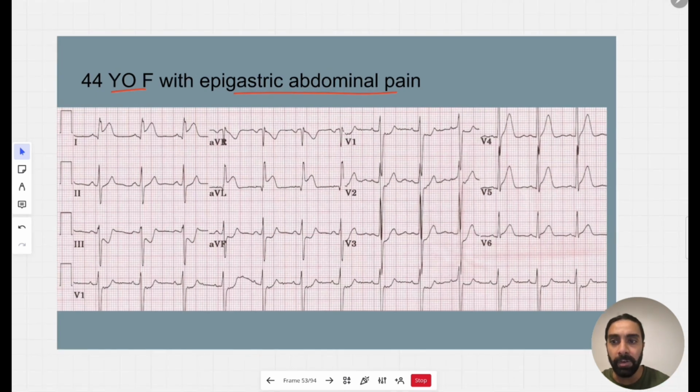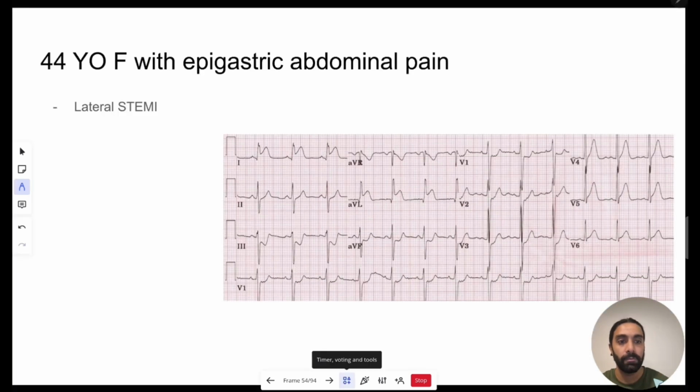So the main hallmark finding for this one is that you see ST elevation in 1, AVL. You see these especially large T waves being formed here. And so this is a lateral STEMI. And then also always look for those reciprocal changes. So you see ST depressions in 3 and AVF. You can even argue a little bit in 1 and maybe even V2. So this is a lateral STEMI.